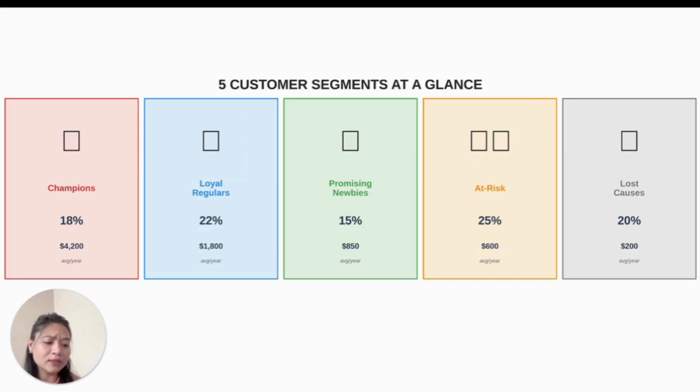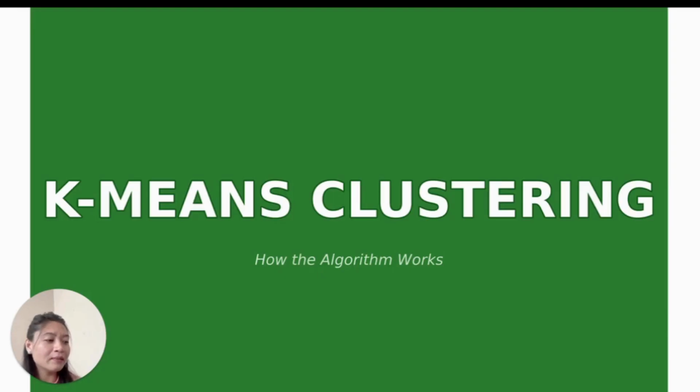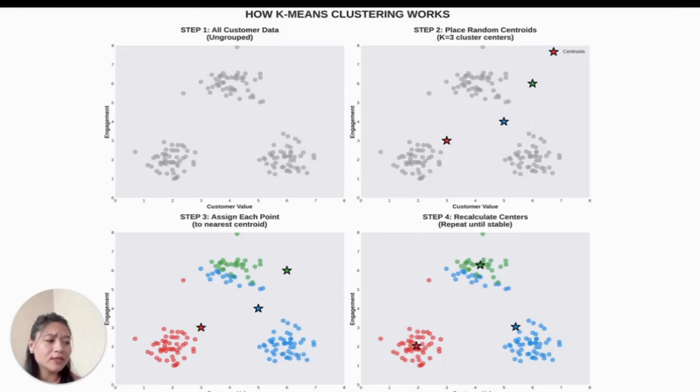Now let's talk about the algorithm that makes this happen. K-means clustering. Don't worry, I'm keeping this simple. The K-means algorithm groups similar data points together. Here's how it works in 4 steps.